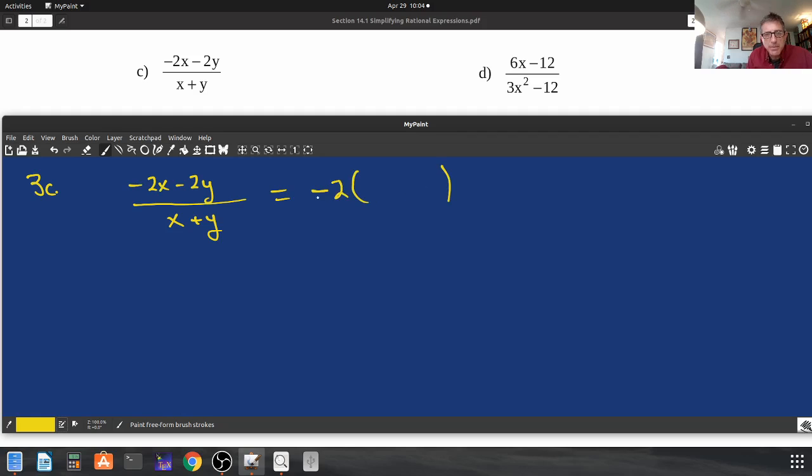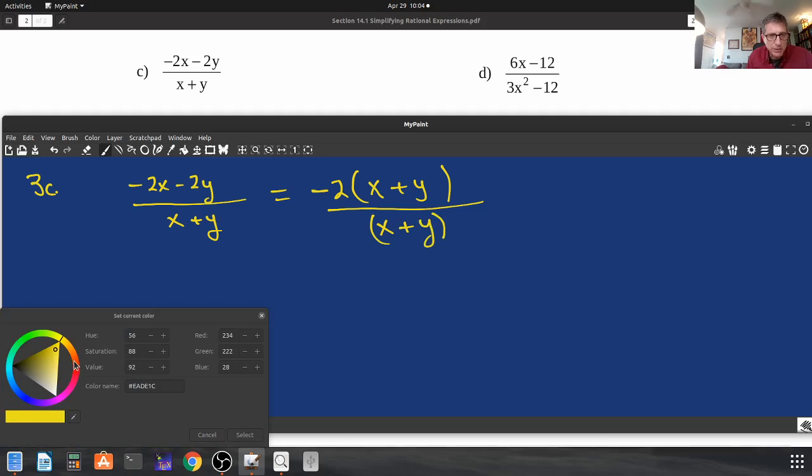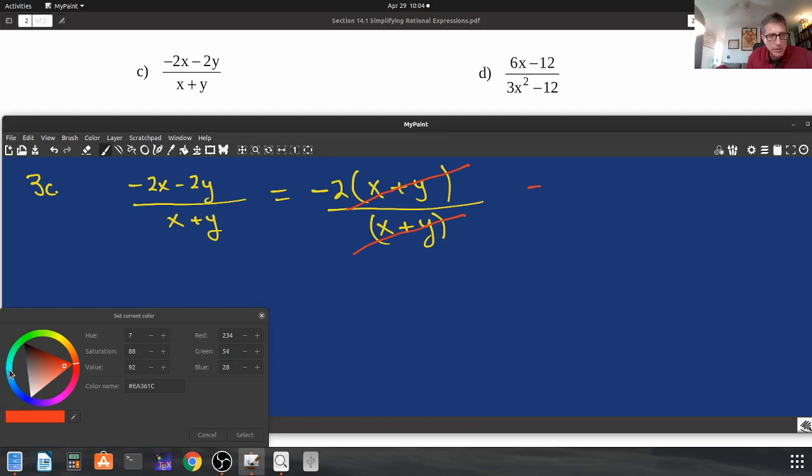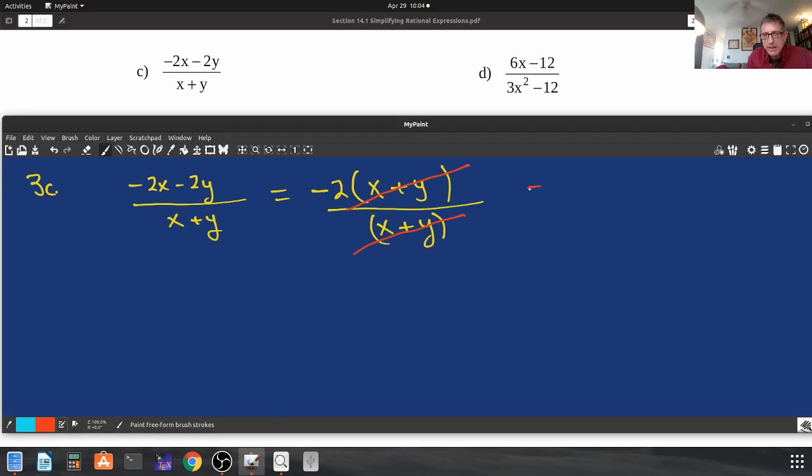Minus 2x divided by minus 2 is x. Minus 2y divided by minus 2 is plus y. And then on the bottom, I'm going to write my x plus y in parentheses, so you acknowledge that it's a factor. It's to be taken as a group, not each one singly. And then I can cancel those out. Remember, when you cancel them out, they become ones. Not zeros, but ones. And the final answer is minus 2 times 1 divided by 1 is minus 2.